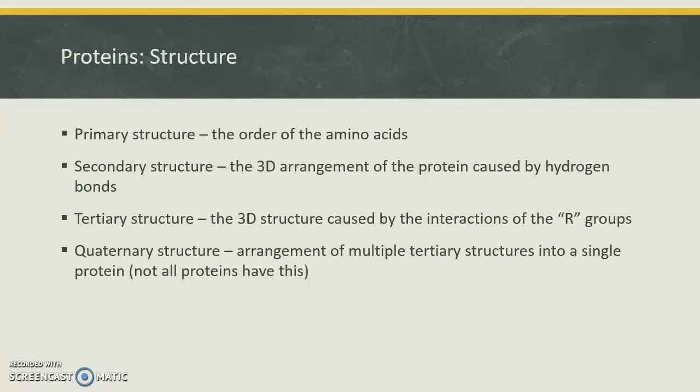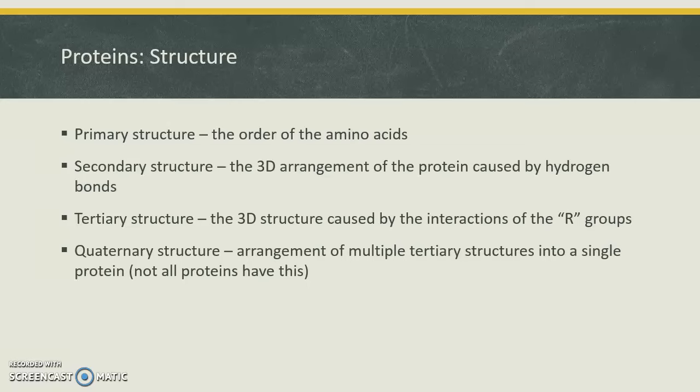All right, so this is the slide that I'm going to go back to the picture on in just a second. There's 4 different levels of protein structure. There's the primary structure, secondary structure, tertiary structure, and quaternary structure. So the primary structure is just the order of the amino acids. So we had all of those different amino acids that can combine in any order. So the primary structure is just what order are they in. Your secondary structure is the actual 3D arrangement of the proteins caused by hydrogen bonds. So they kind of scrunch together and they form hydrogen bonds together.